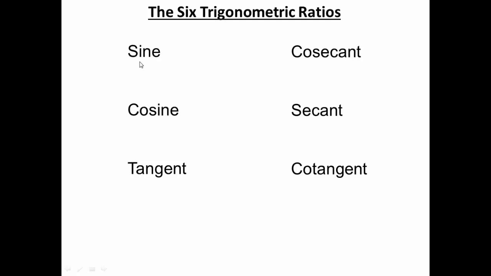Sine is opposite over hypotenuse. Cosecant is hypotenuse over opposite. In other words, cosecant is just sine upside down. Secant is cosine upside down. Cosine is adjacent over hypotenuse. Secant is hypotenuse over adjacent. Tangent is opposite over adjacent. Cotangent is adjacent over opposite.